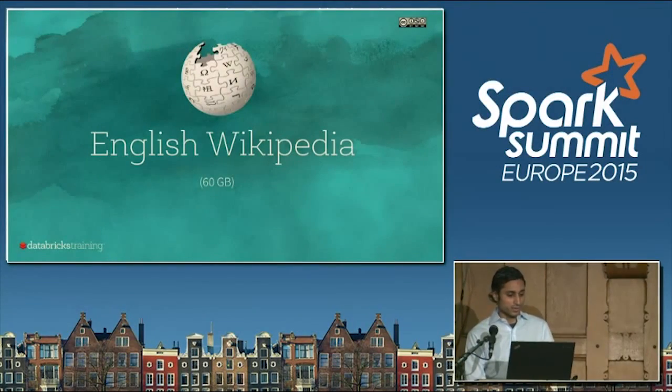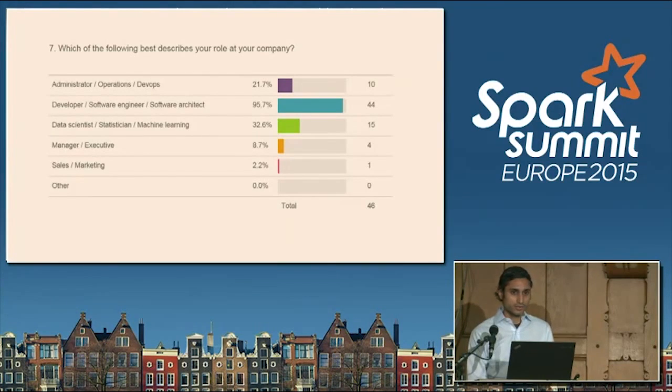Before we tackle the 60 gigabyte corpus of English Wikipedia, I thought I would show you one more of the questions from the pre-class survey. Which of the following best describes your role at your company? So you guys are basically overwhelmingly developers and software engineers. 95% of you identified as that. You'll notice that you were able to select multiple answers. About 30% of you were also identifying as data scientists or as machine learning people, and 21% or so administrator or DevOps.